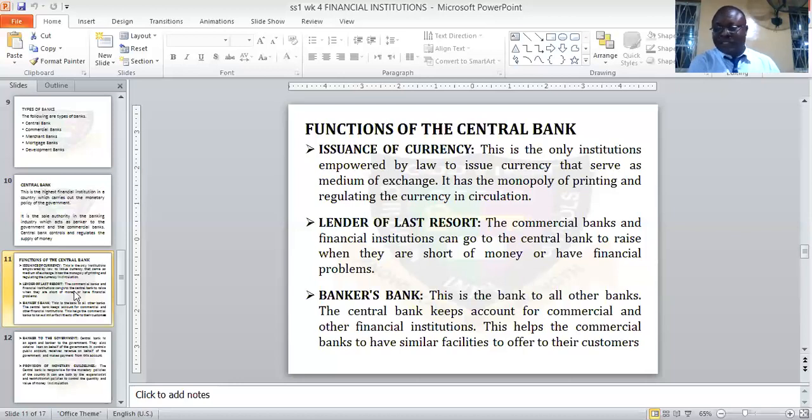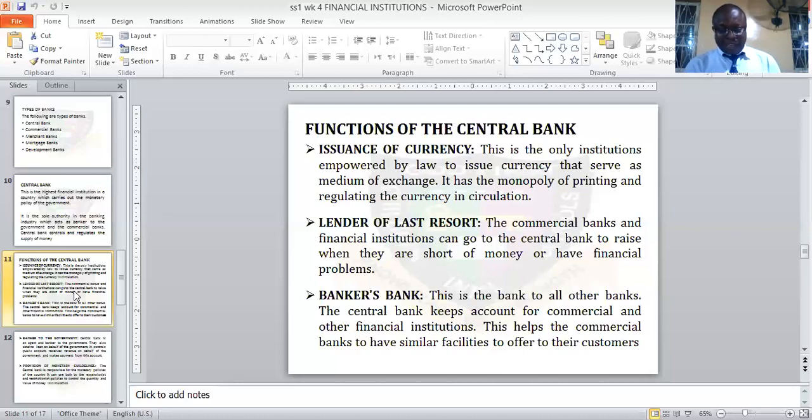Commercial banks must have a special deposit with the central bank. Just like us customers, by the time we are short of money, we go to our bank to withdraw. Even the commercial banks, by the time they are short of money and don't have enough in circulation, they will go to the central bank, and the central bank will raise them. Anytime they have a financial problem, commercial banks can go to the central bank. Not only commercial banks, the other financial institutions as well can go to the central bank for financial assistance.